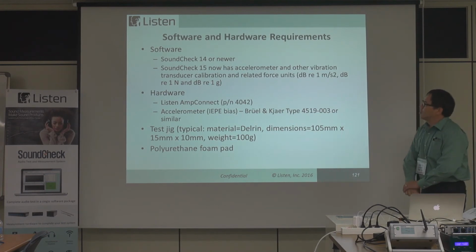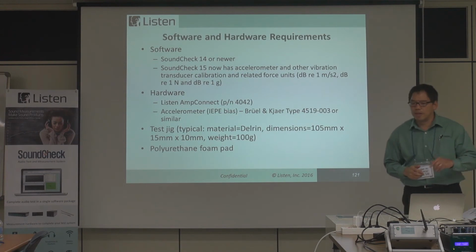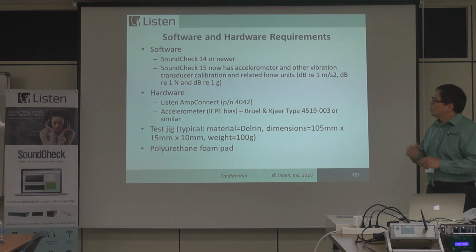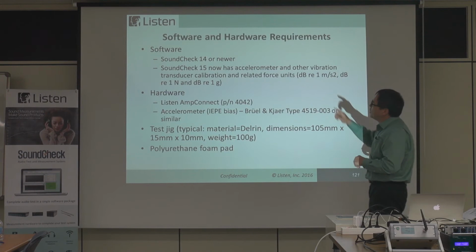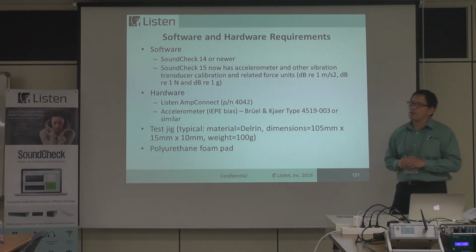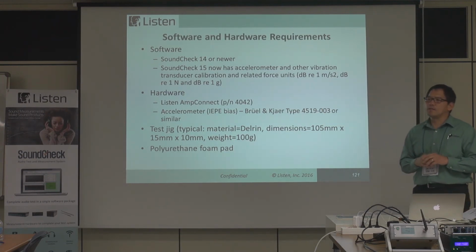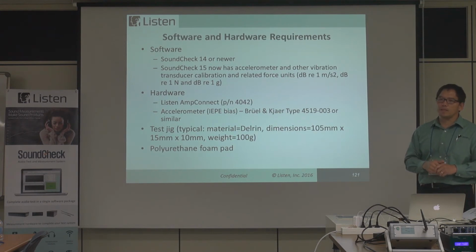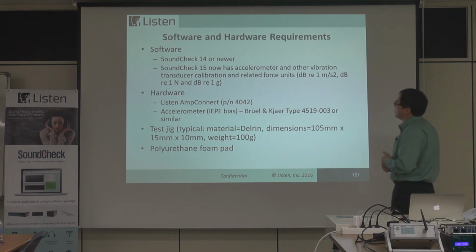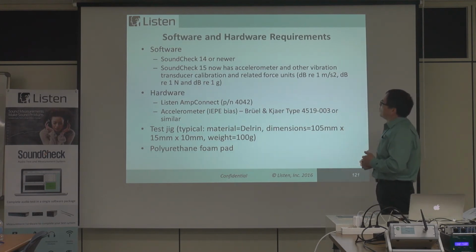So what I'm going to do is demonstrate how we measure a linear motor using SoundCheck. Software-wise, SoundCheck 14 or newer. In SoundCheck 15, we now have a unit of measurement for accelerometers already built in. In SoundCheck 14, you could just create your own, but in 15, we have one ready-made for you. And we have different units of measurement based on what you're working with in terms of your actuator.